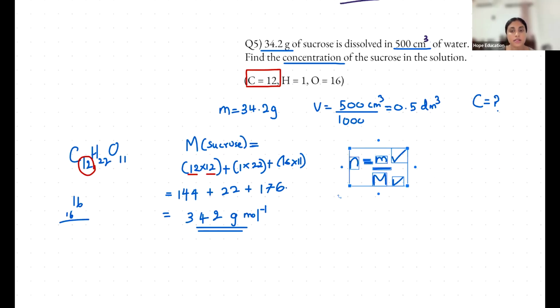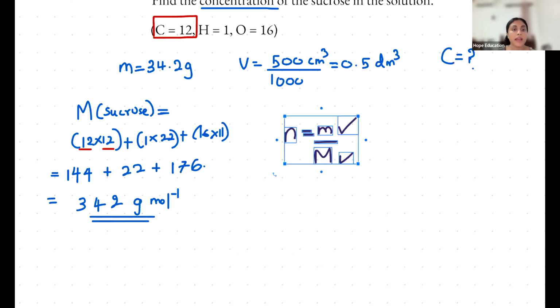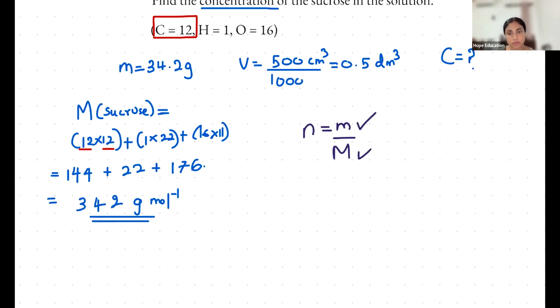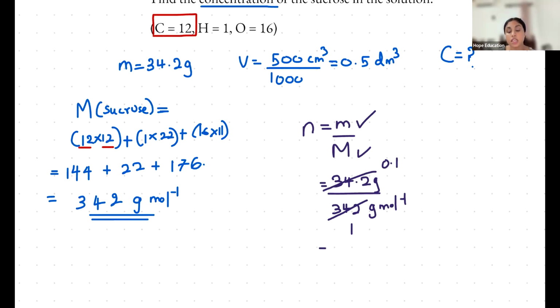Okay, all right. Now let's find this. Now n equals m over M. What is the mass they have given? 34.2. What is the molar mass? 342 grams per mole. So 342 times 1 is 342, and 342 times 0.1 is 34.2. So the number of moles I get is 0.1 moles.